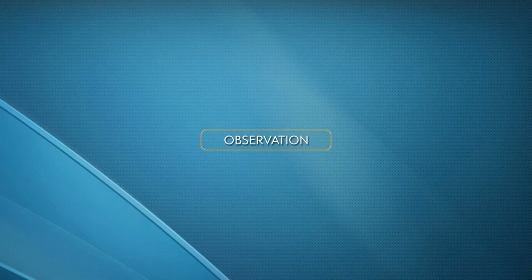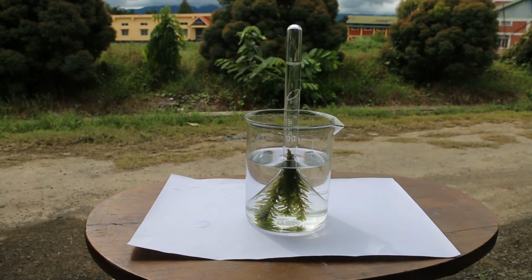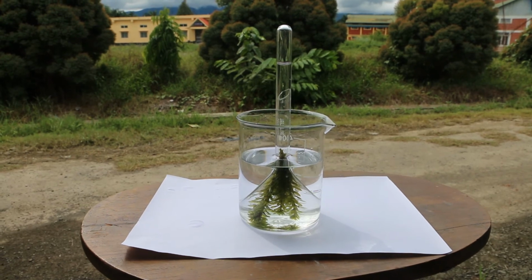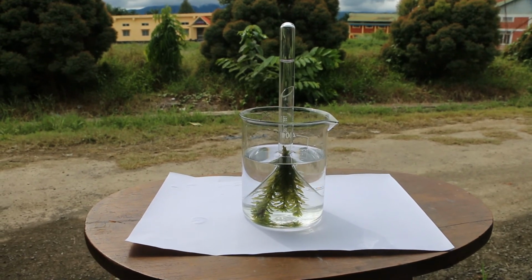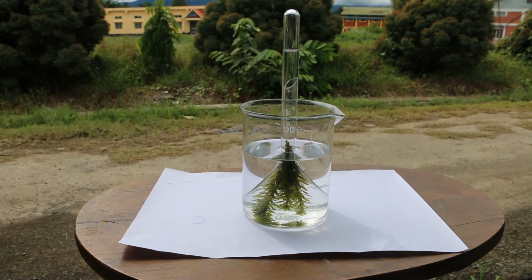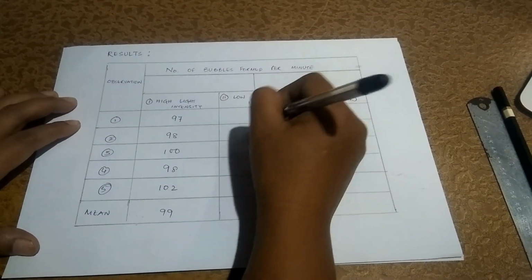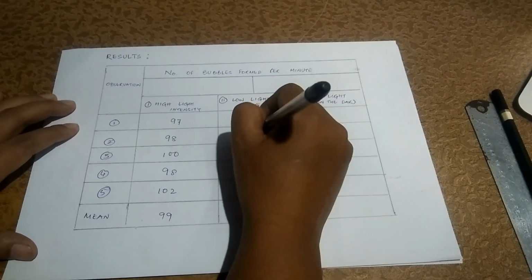Observation. After some time, we see small bubbles of gas coming out of the hole of the stem of the funnel and are collected in the test tube. So we can observe that water in the test tube is slowly being displaced by the evolution of air bubbles. We can count the number of bubbles per minute coming out of the hole of cut ends of Hydrilla plants and record them on a table.